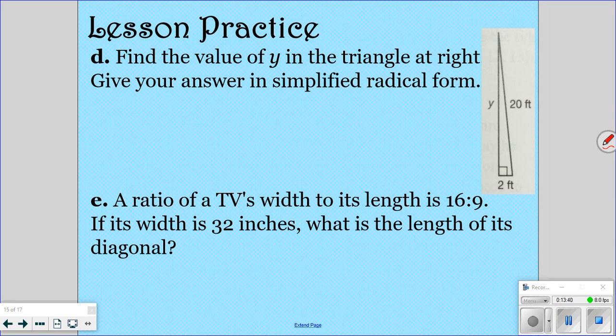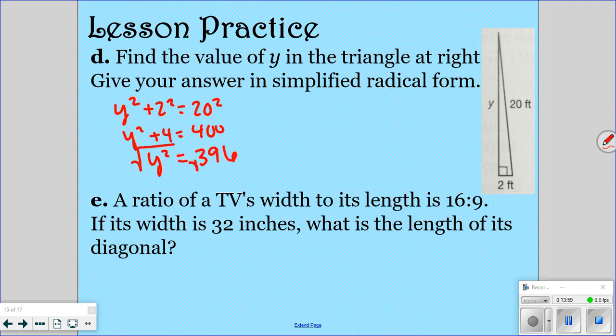So we're going to use Pythagorean theorem to find y. So the hypotenuse is the 20. So y squared plus 2 squared equals 20 squared. So y squared plus 4 equals 400. So y squared equals 396. And then you're going to take the square root of 396.